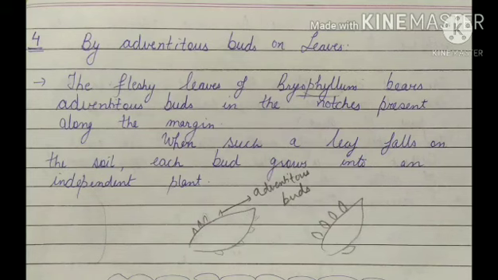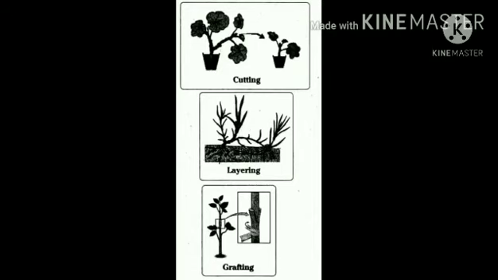Another natural method of vegetative propagation is by adventitious buds, such as Bryophyllum. This plant also bears adventitious buds along the margin. When such a leaf falls on the soil, then each bud will finally grow into an independent plant. Now let us learn the artificial methods of vegetative propagation, that is cutting, layering and grafting.